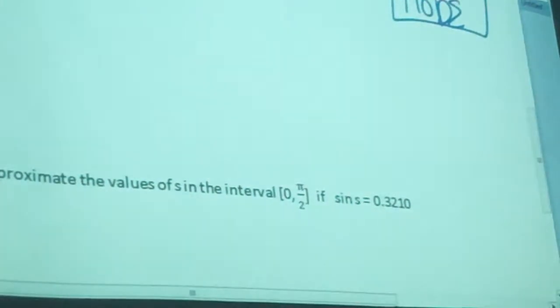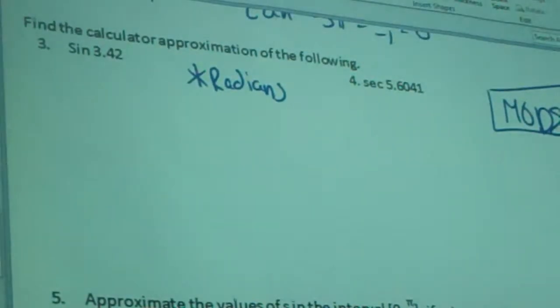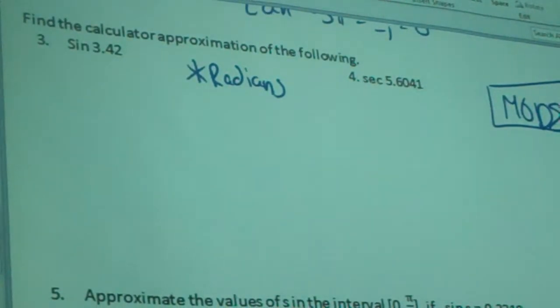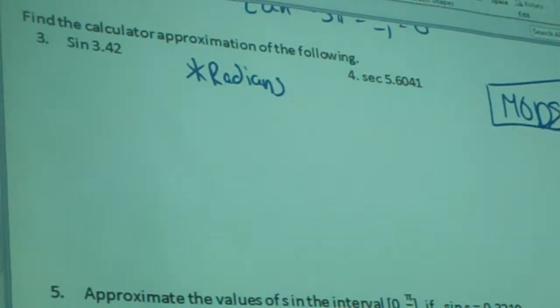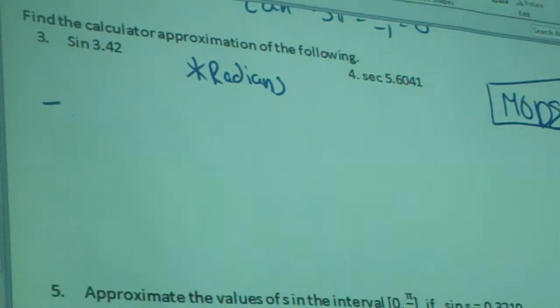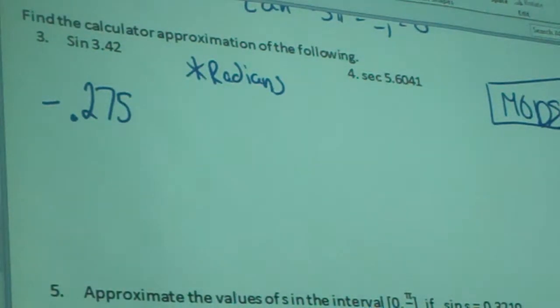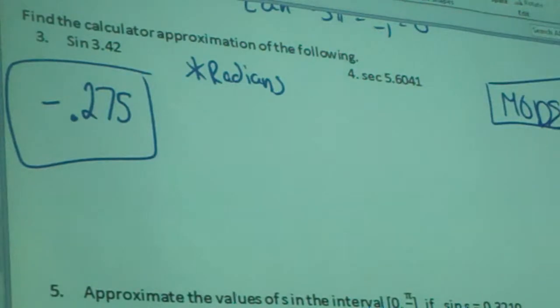Is it the first or the second? Radians first? Alright. Okay. So when you put in sine 3.42, what do you get? Negative 0.27. Negative point 275. Just do that. Okay. So the approximation is negative 0.275.